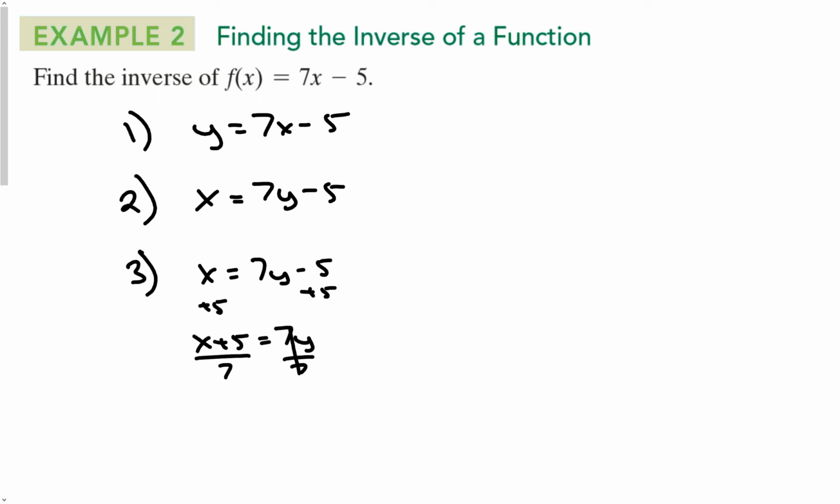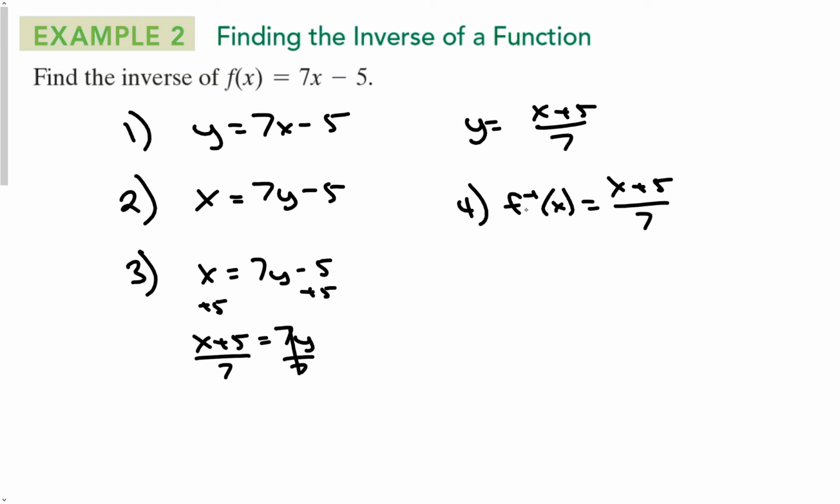Okay? So now, when I look at this, let me write my function again. So we have y is equal to x plus 5 over 7. So step 4 is going to be replace y with the f inverse of x if it is a function, which it is. So we put f inverse of x is equal to x plus 5 over 7.